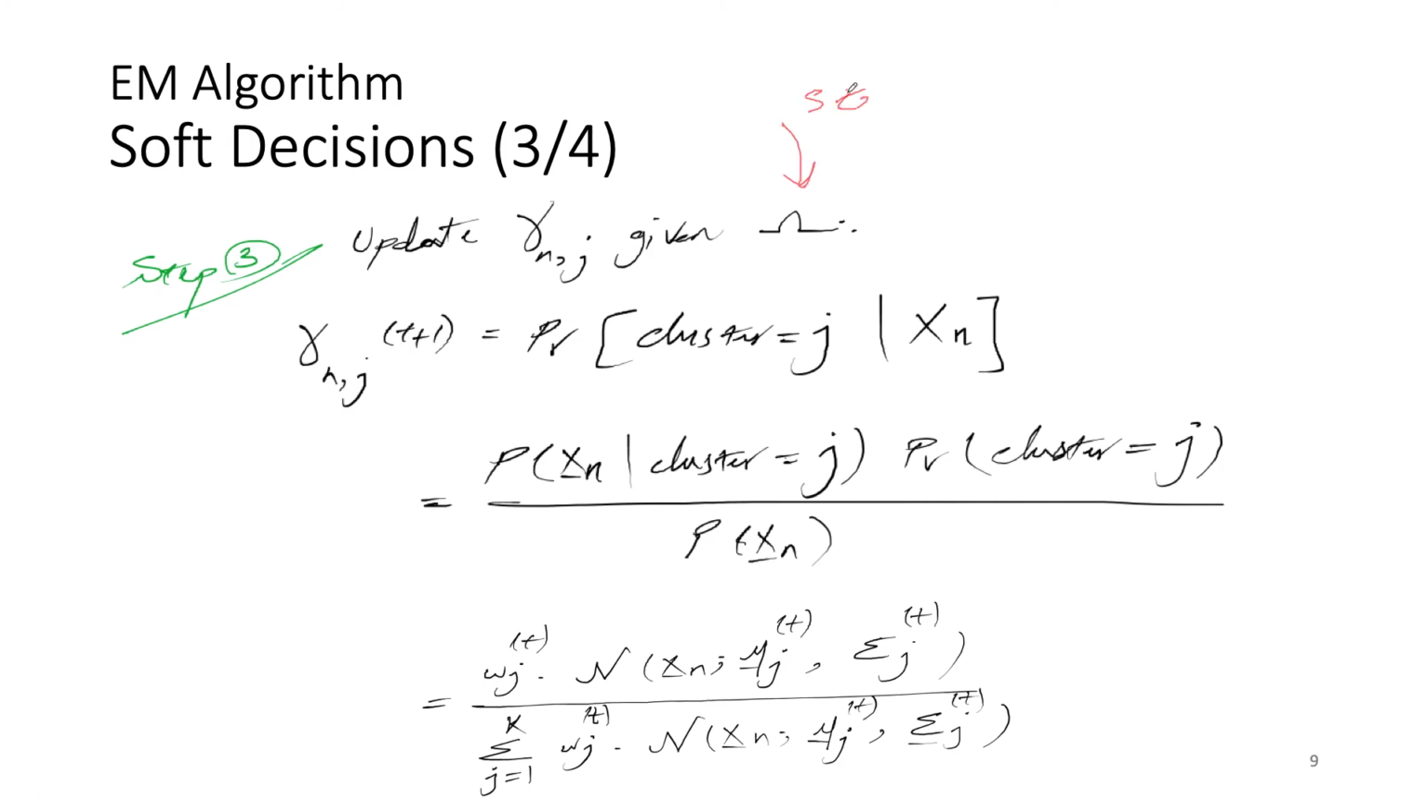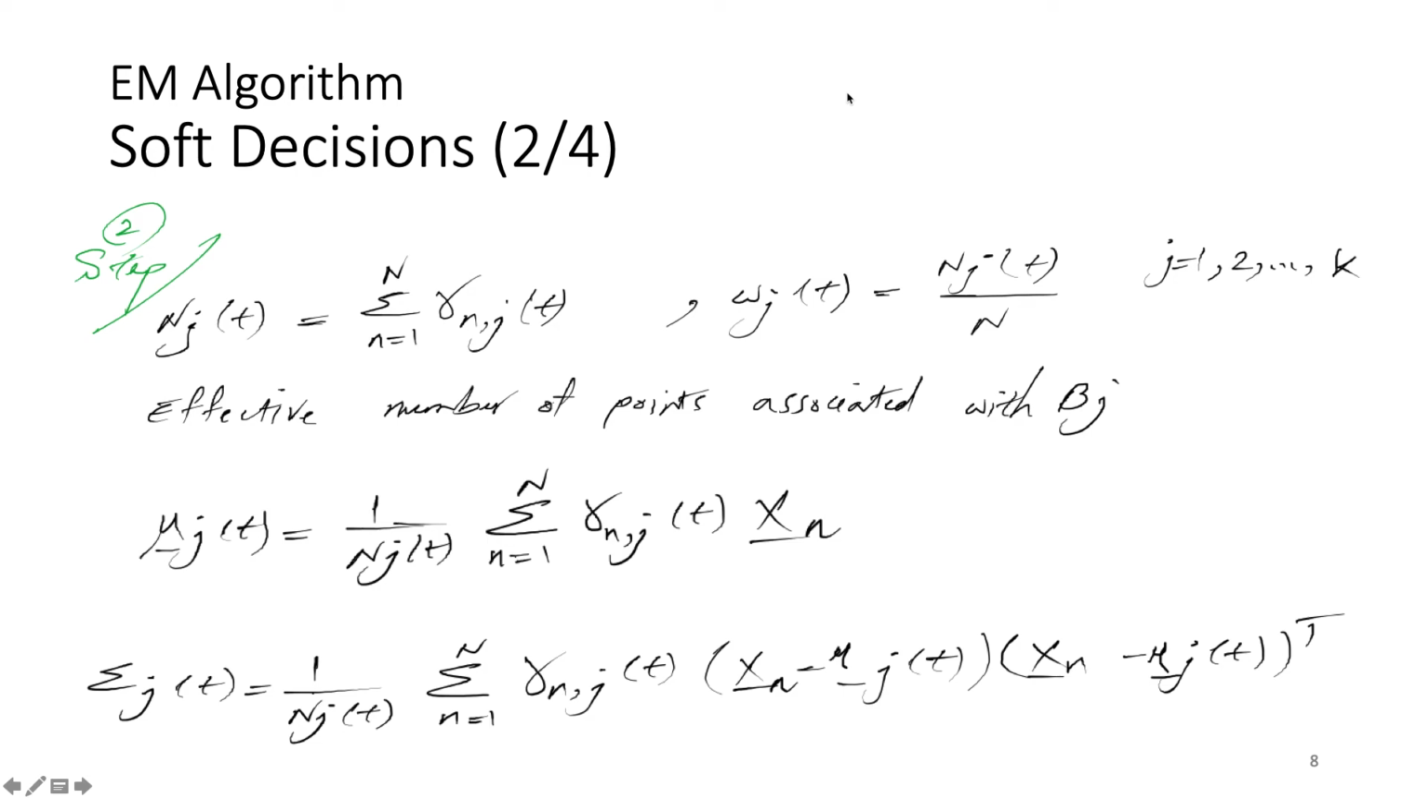Sorry, can you go back real quick? Yeah. The very last line, is that xn? Yeah, xn minus mu j of t, so yeah, just like this, and transpose. Yeah, I don't know why it just got, yeah, this is like this.